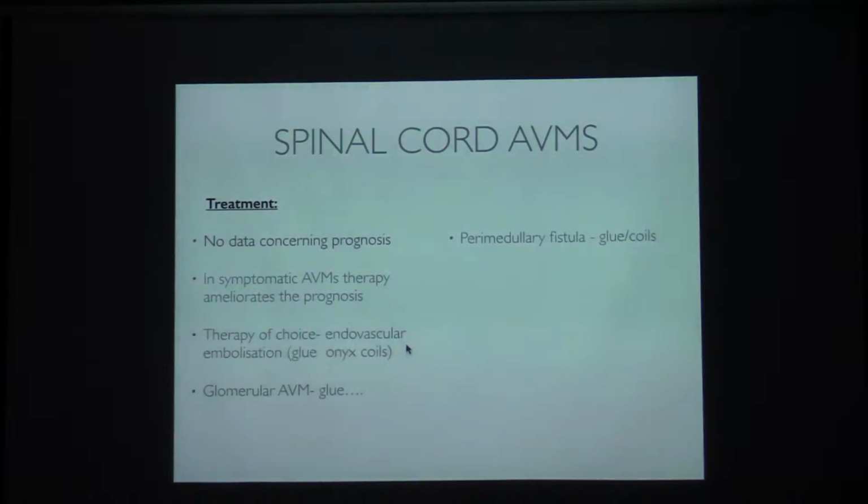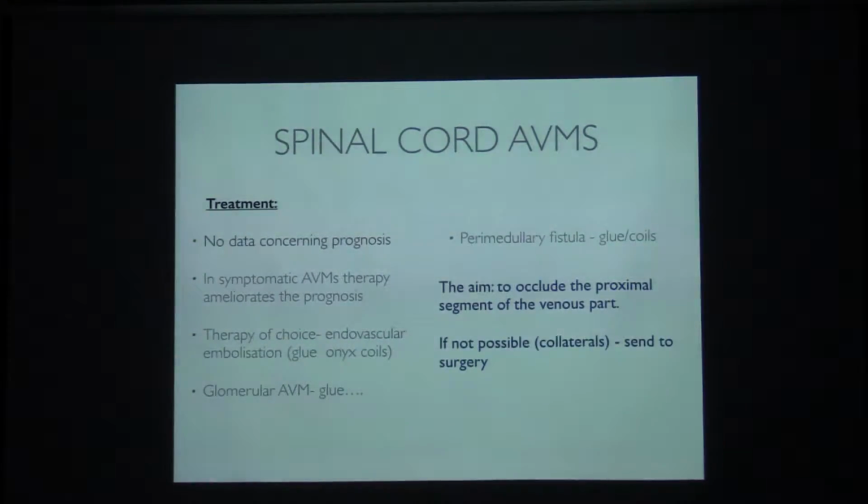How to treat them? Usually endovascular treatment is better for spinal cord AVMs, using whatever you use, glue, Onyx, coils. I don't think it's so important here. If it's a nidus type AVM, usually we inject some kind of glue, Onyx, because we want to fill this cast of vessels. And if it's a perimedullary fistula, all the options are open, and if you can get there and even put coils, it's going to be good. The most important thing to understand is that you have to occlude the venous part.